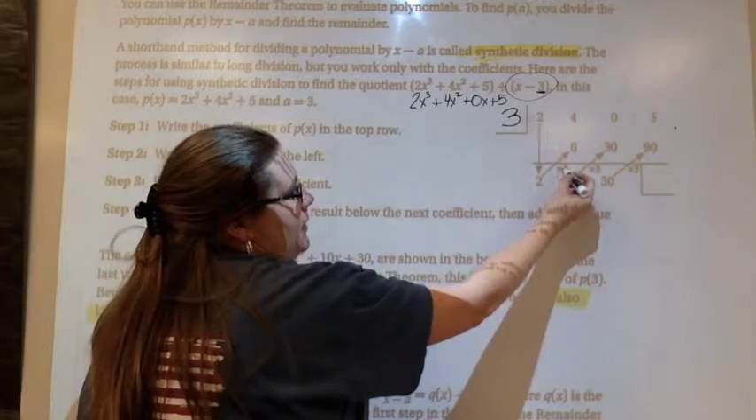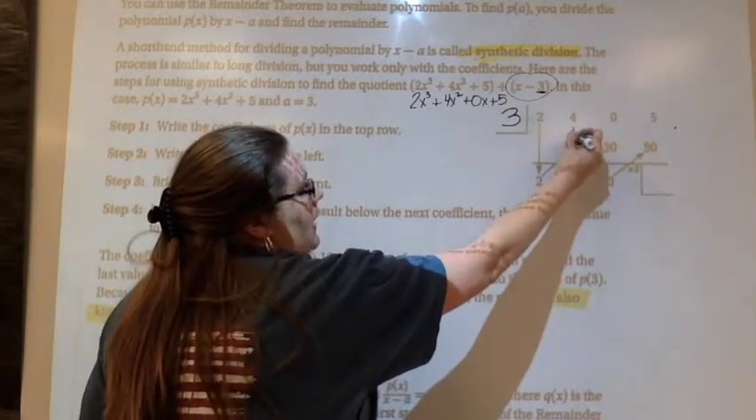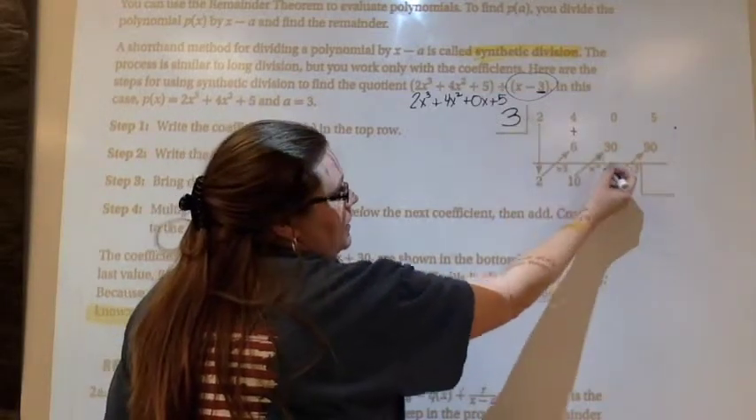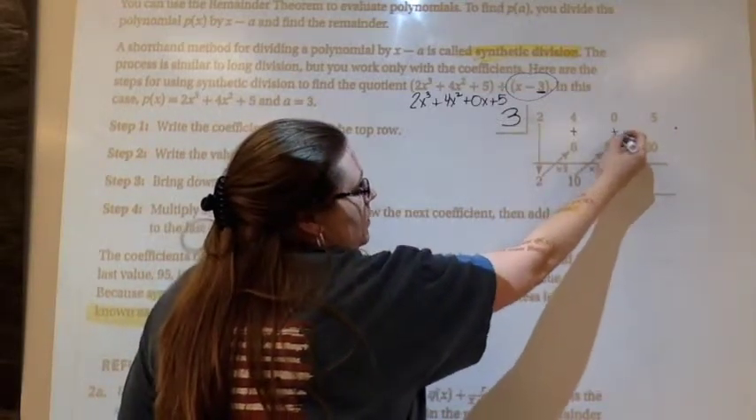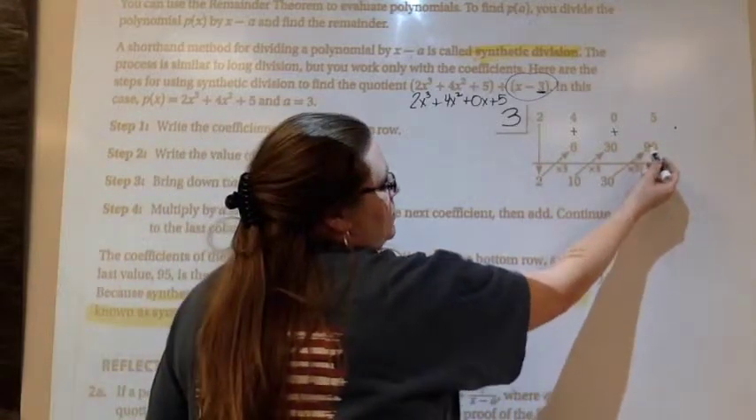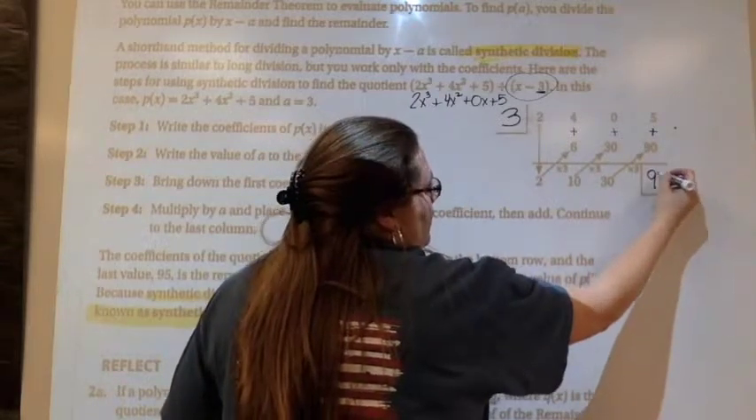Then you're going to multiply that 2 times your 3, which is 6, then add. 4 plus 6 is 10. Again, 10 times 3 is 30. 0 plus 30 is 30. Again, multiply 30 times 3, which is 90. And 5 plus 90 is 95.